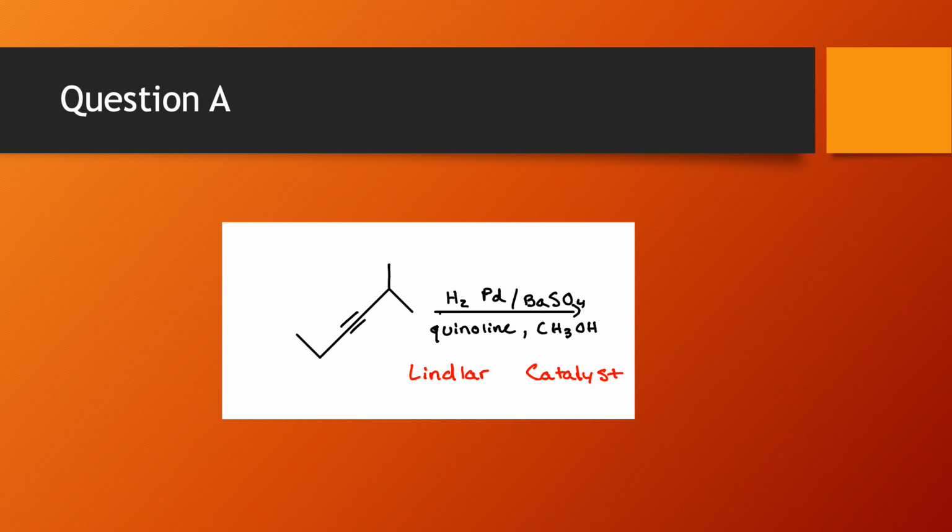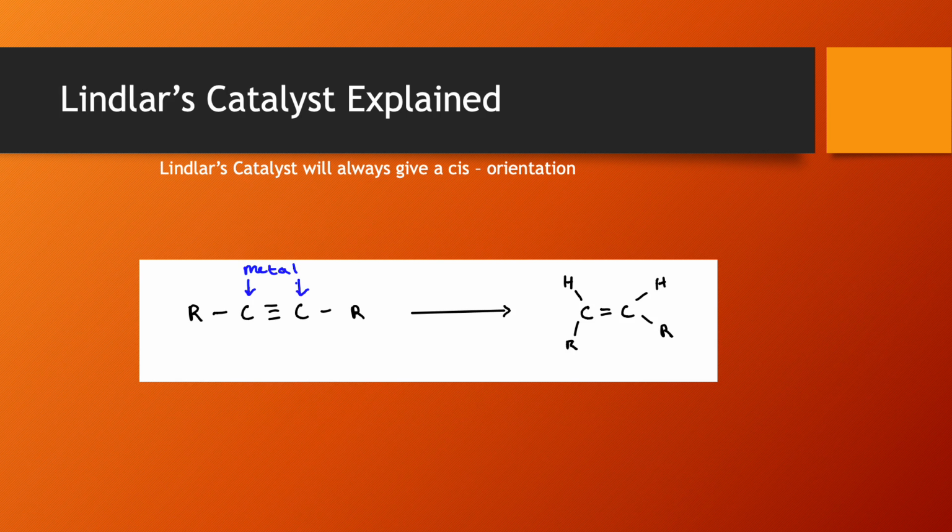Question A. This molecule reacting with hydrogen gas, lead, barium sulfate, quinoline, and methanol, otherwise known as Lindlar's catalyst. Lindlar's catalyst, in its most simple explanation, is that the metal, which in this case is lead, is going to reach out and grab the carbons that are participating in the triple bond from the same side and apply hydrogens from the same side to each of the carbons, as you can see in the demonstration below.